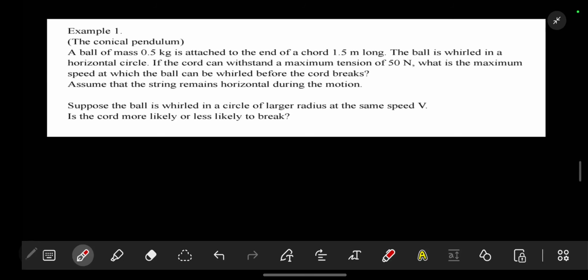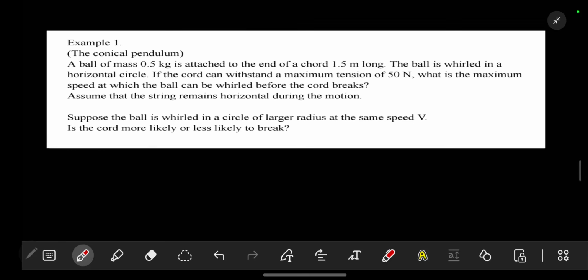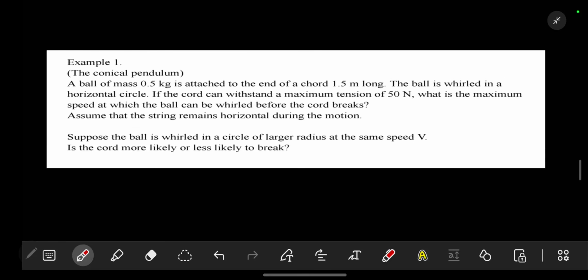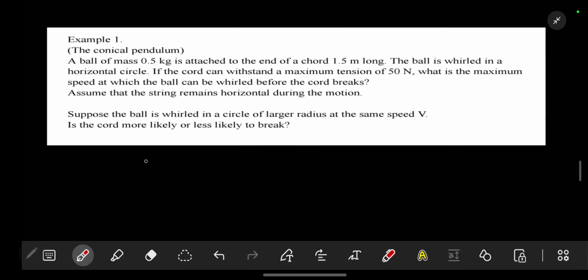If we have the conical pendulum, a ball of mass 0.5 kg is attached to the end of a cord 1.5 meters long. The ball is whirled in a horizontal circle. So horizontal circle, already that gives you the fact that it's a conical pendulum. If the cord can withstand the maximum tension of 50 newtons, what is the maximum speed at which the ball can be whirled before it breaks?